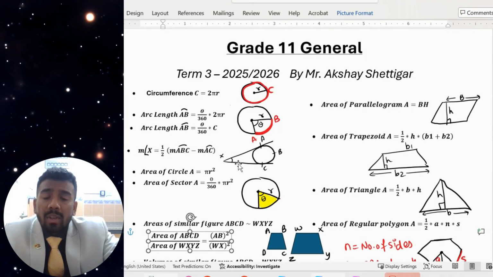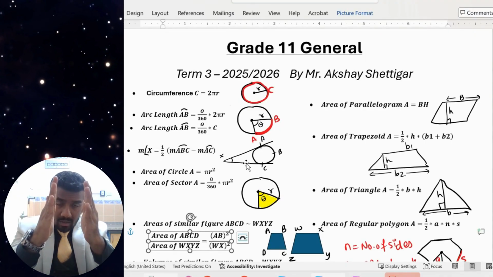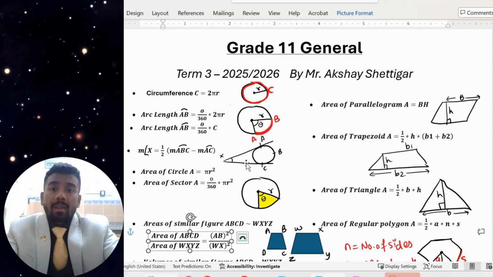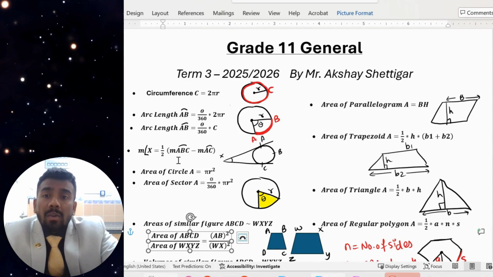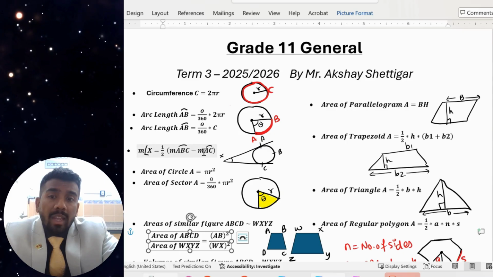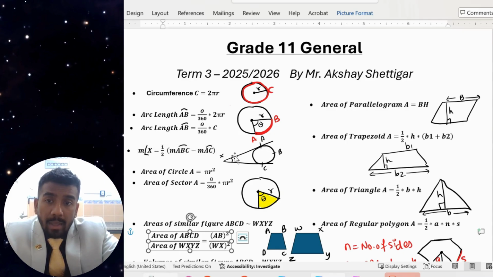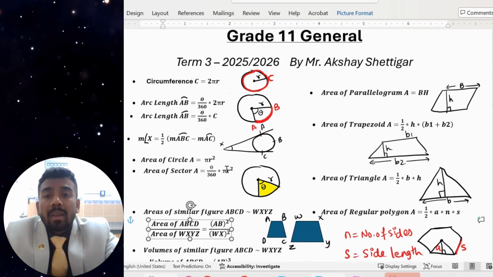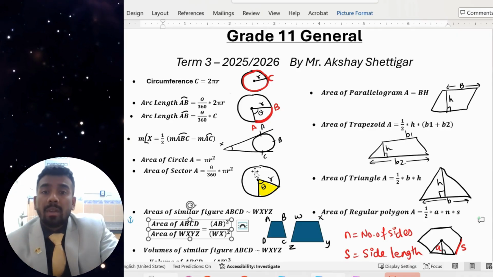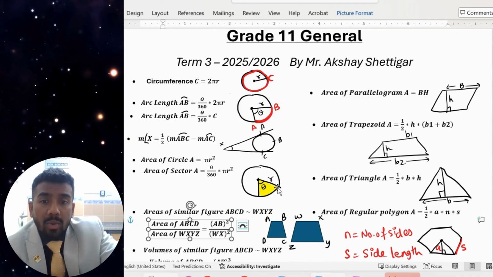And this one, when you have two tangents cutting the circle. Okay, so if they want the angle x, you use this formula. How is it? Measure of angle ABC, the big one, minus AC, the small one. Okay. Then the area of circle, you know, pi r square. What is circle? This one. So how you find the area? Pi r square. The r is the radius.